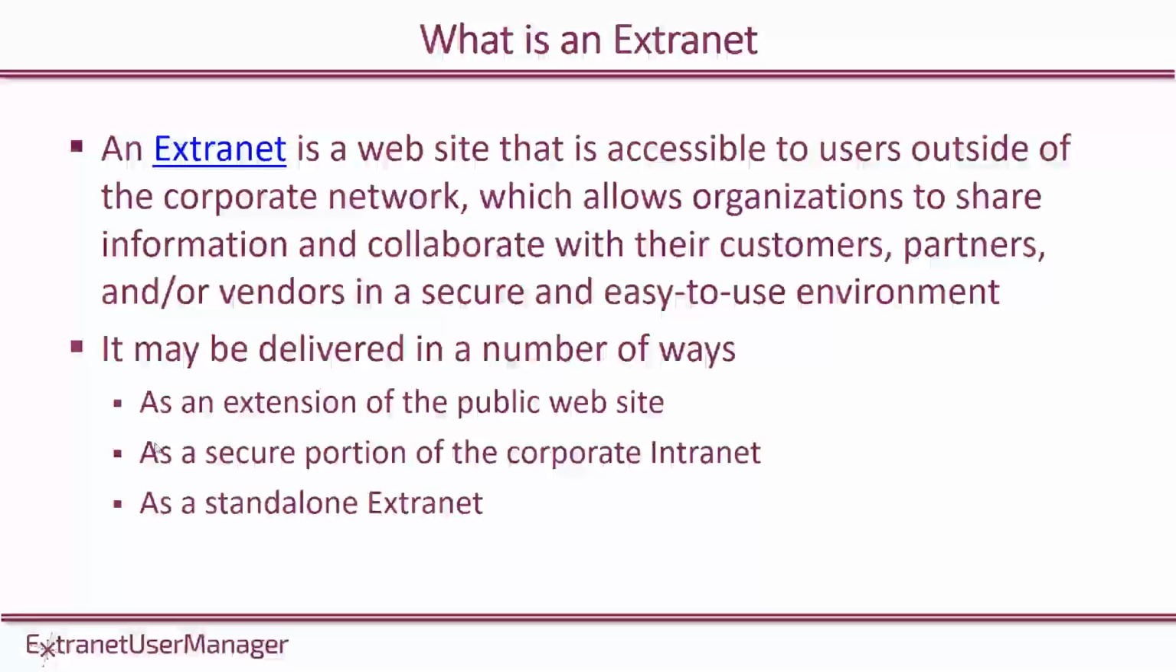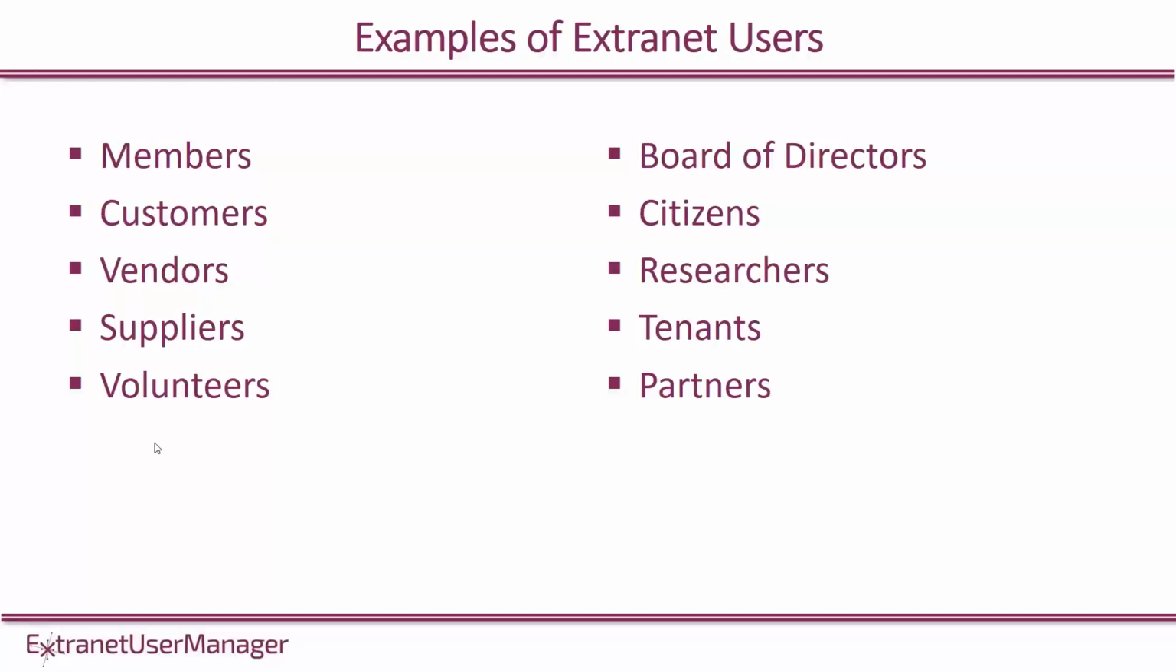So with that, let's dive right into what is an extranet. Assuming everybody knows, being on the call here today, that's your interest, but I just want to clarify what our definition of that is. An extranet is really a website that's accessible to users outside of your corporate network. Whether you've got information you want to share or collaborate on with your customers, your partners, your vendors, lots of different scenarios, an extranet's a secure way to do that. It can be delivered in a number of different ways. It could be part of your public website, and we'll show that on a couple of our examples. It could be a portion of your corporate intranet that you want to expose out securely, or it could be a completely standalone extranet. All three of those scenarios make a lot of sense.